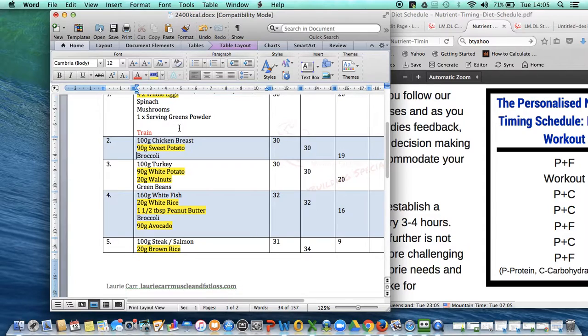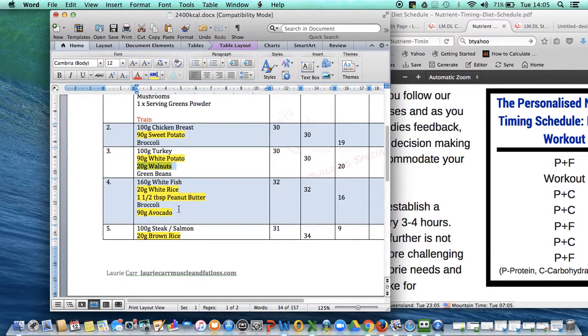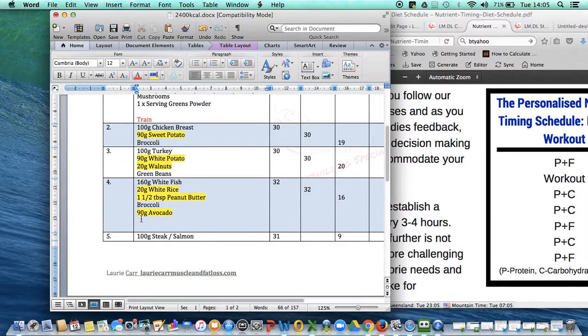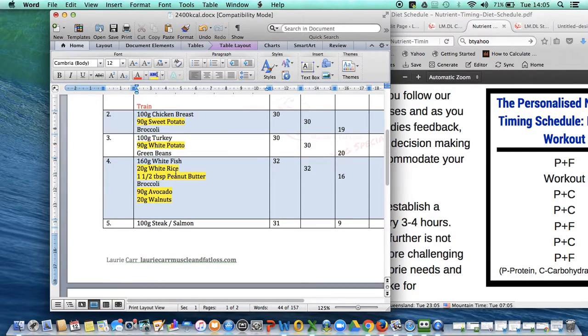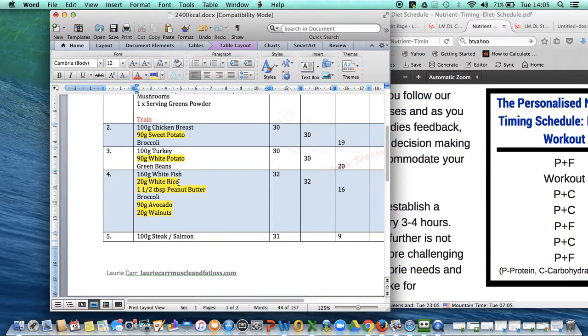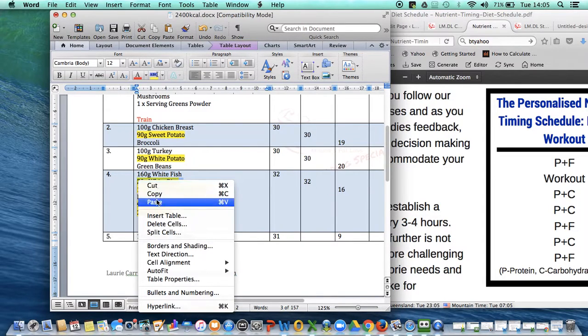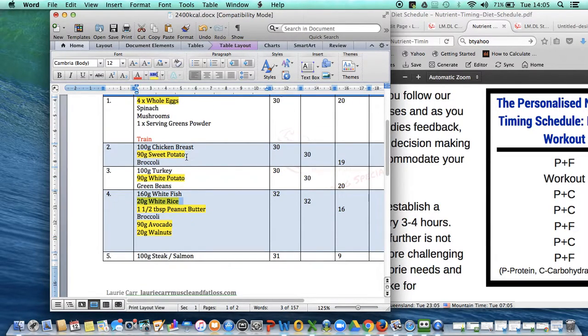So that's meal 2 sorted. Meal 3, protein and carbs. So let's move these walnuts. Again, I'm going to put it on meal 4 because I know that's a protein and fats meal. So let's delete that. Okay, I've got 20 grams of white rice here, so I know there's about 15 to 20 grams of carbs in there. Let's copy it first, delete that, and I would put that in here.